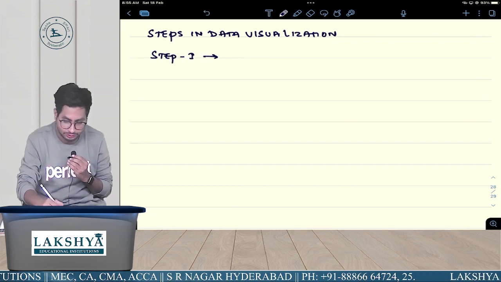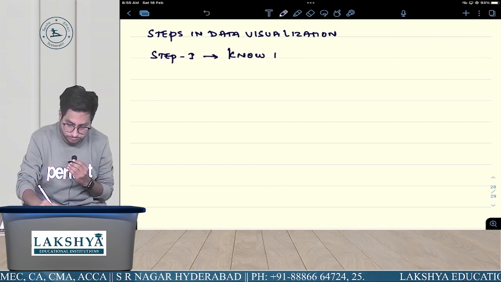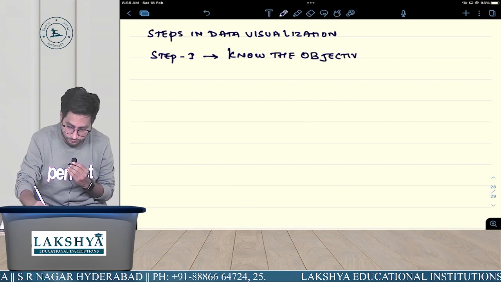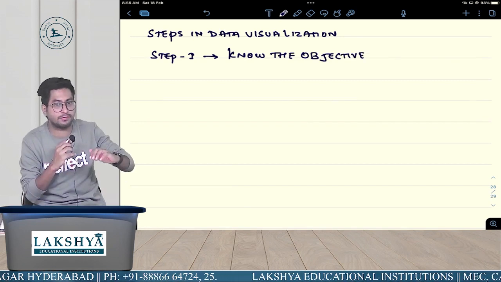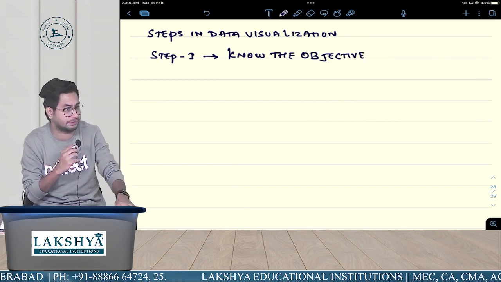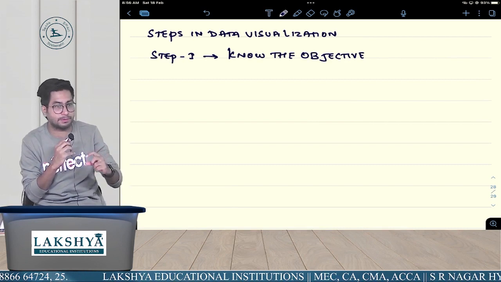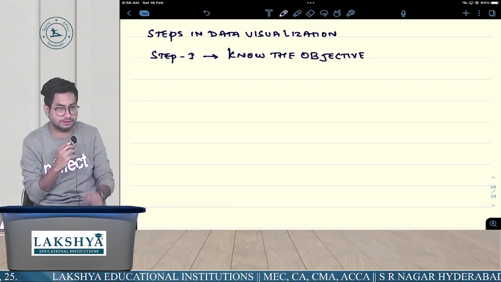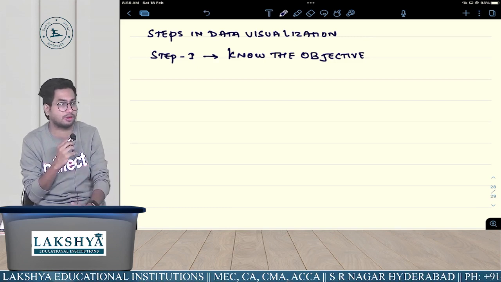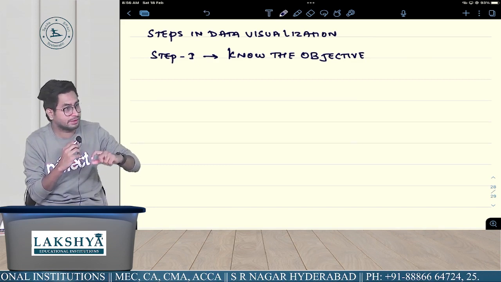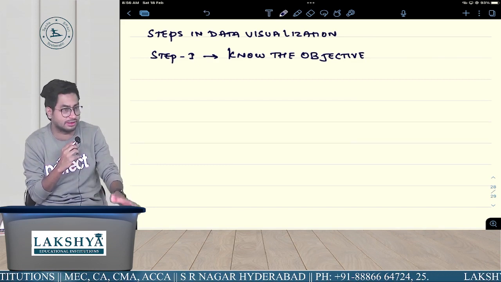Step number 1, know the objective. Means what is the objective of you preparing a report using a software? Like let us say, for example, an audit report. What is the purpose of preparing an audit report? Objective means purpose. The purpose of preparing an audit report is to tell the management what is going on in the company.